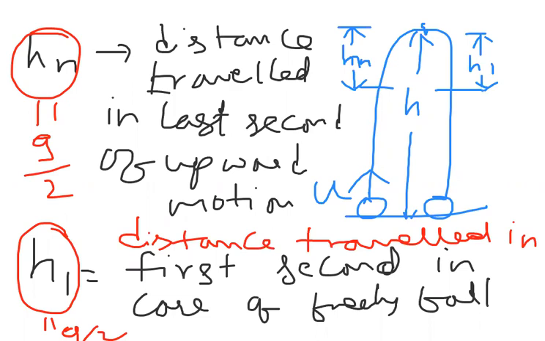I hope you are clear with this application. In today's class, we discussed two applications. One was the comparison of a body vertically projected upward, a body projected downward with the same velocity, and a freely falling body. The second application: when a body is projected vertically up, the distance traveled in the last second of upward motion and in the first second of downward motion are both the same. So this is the concept related to a vertically projected upward body.